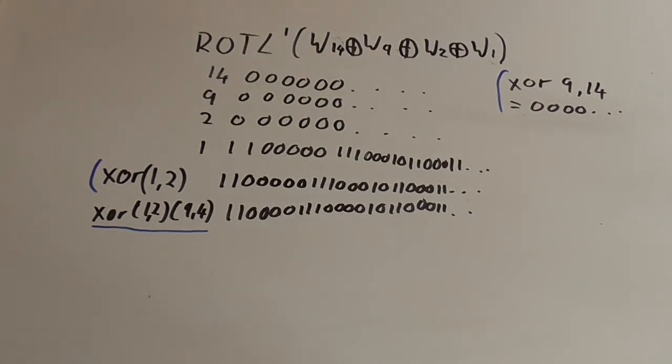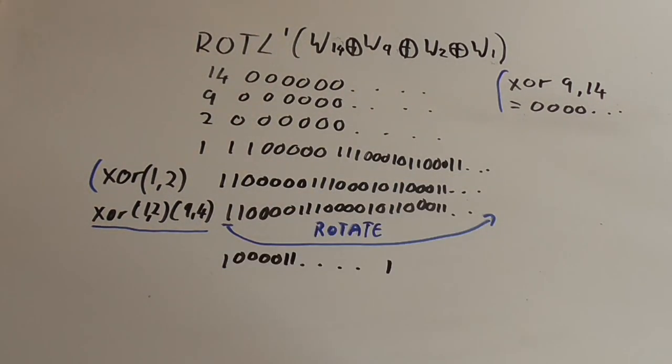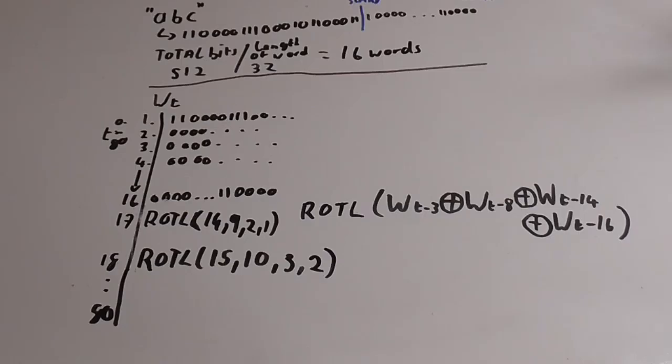Now, once we have the following, we can left rotate. So we get this to this. So that becomes the next word in space 17. Now we do this until we have all 80 words.